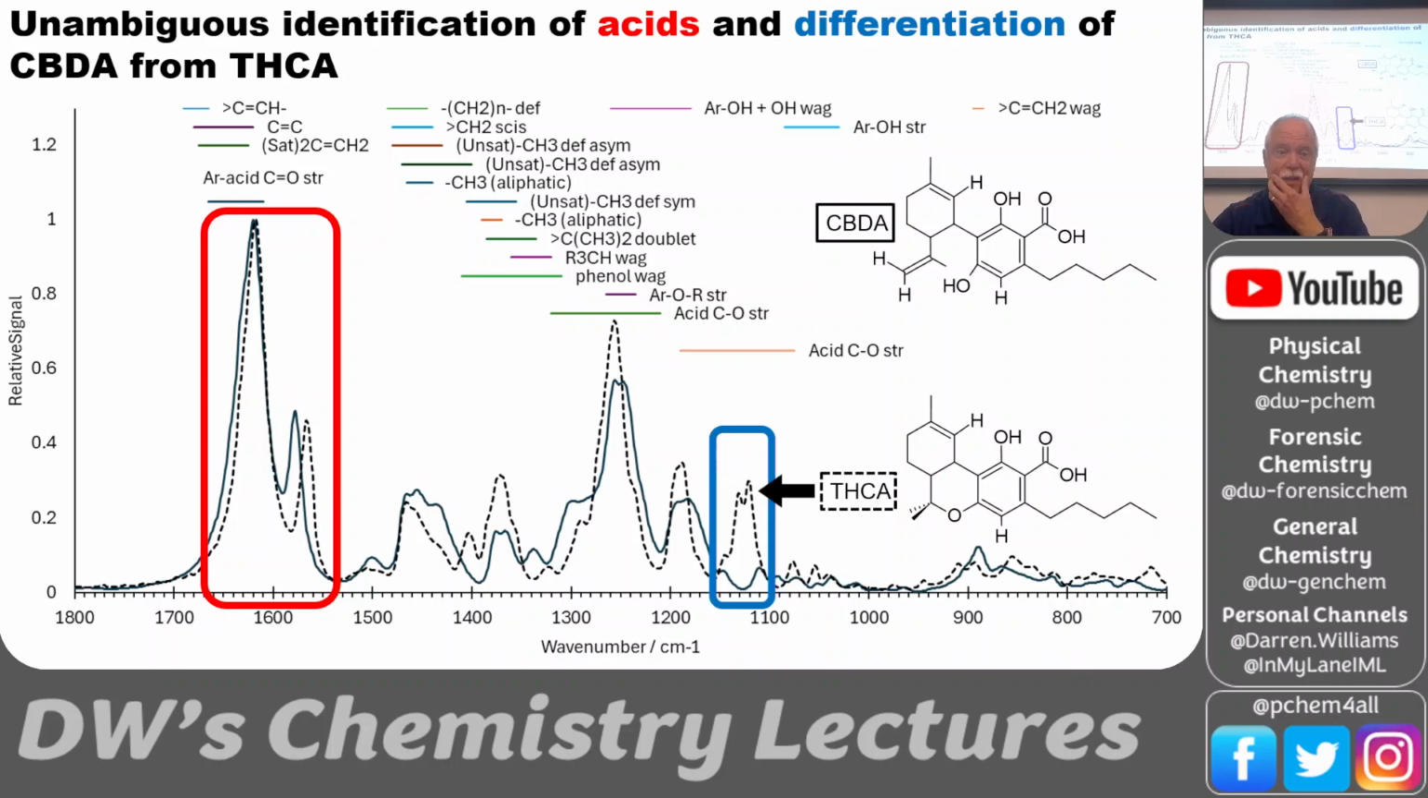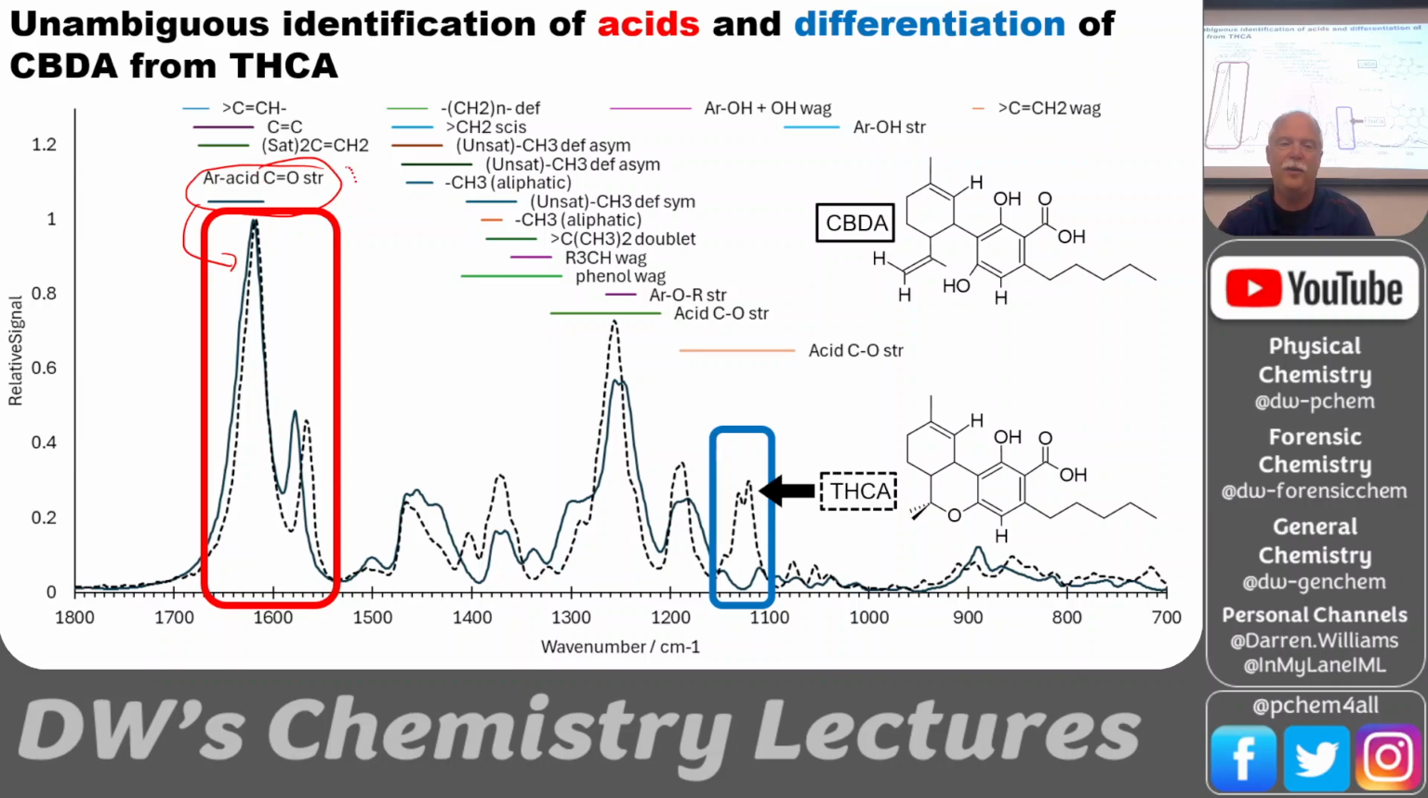If we wanted to determine if we had an acid or not, we have two of the compounds that are acids, and this aromatic acid carbonyl stretch right here is indicative that we have CBDA or THCA. Again, I didn't do the vertical error bars because it just started getting too busy, so I just deleted those off.